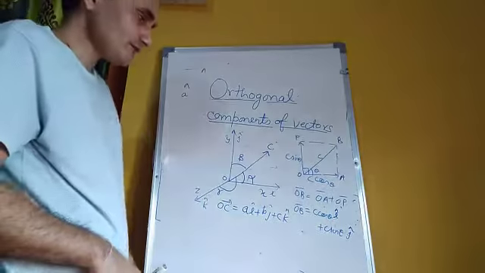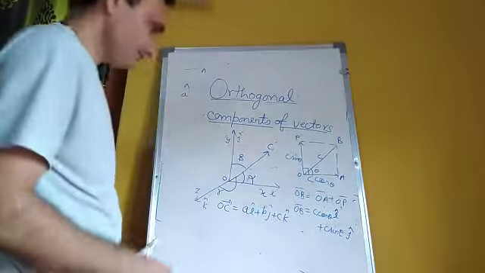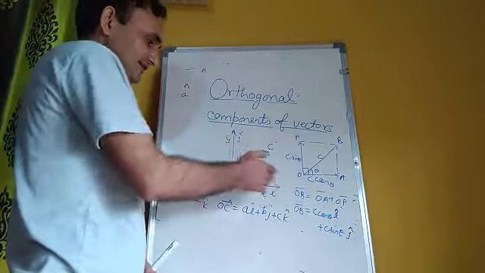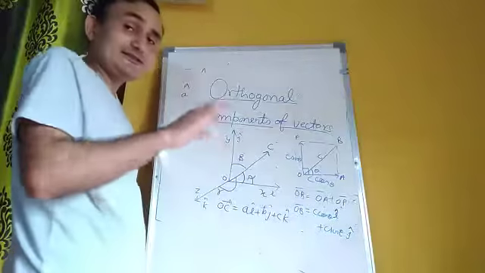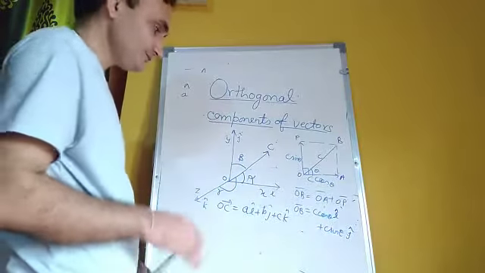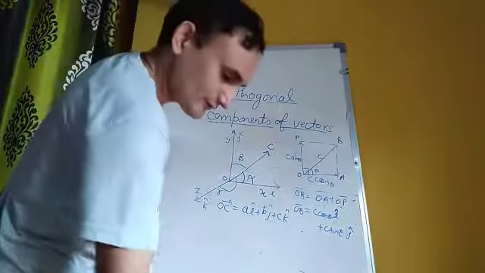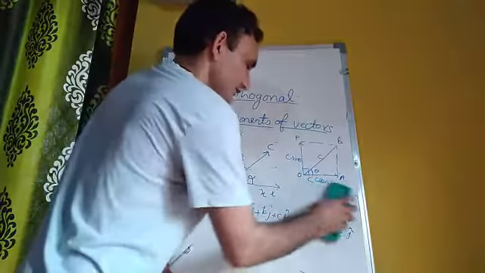Now we can assume that these 3 axes are like the 3 sides of a cube. Okay, now I am erasing this thing from here.